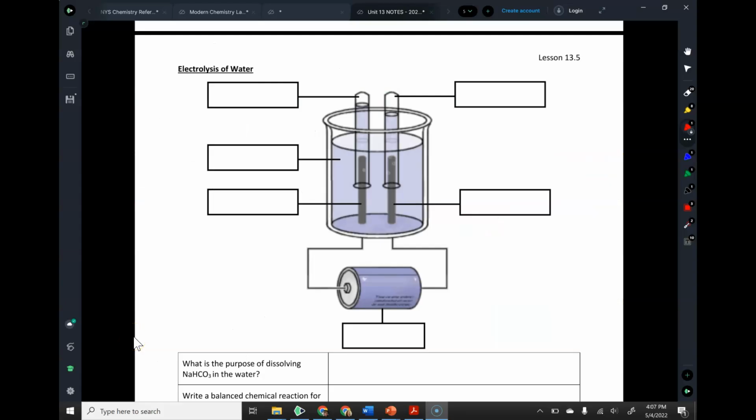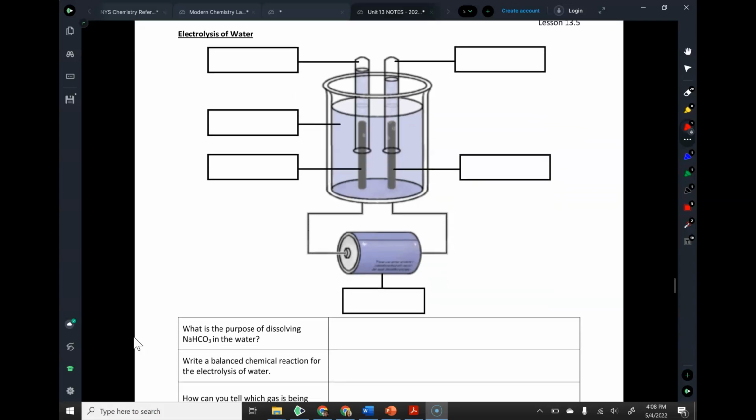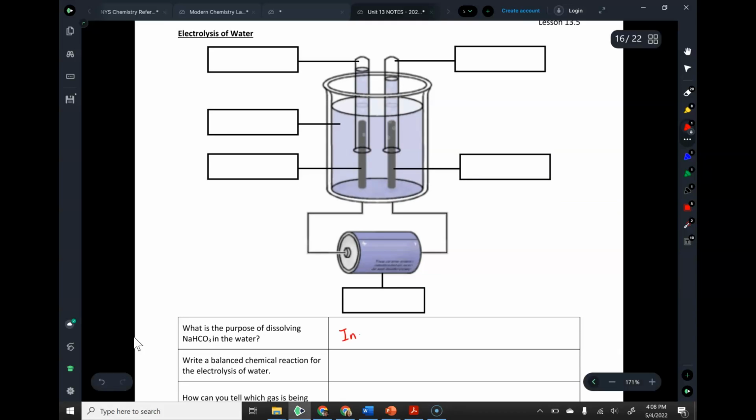So instead of having you watch a video showing the production of hydrogen and oxygen gas, let's just go over this diagram. So first you might be wondering, what is the sodium bicarbonate, the baking soda, doing in the water in the first place if we're just trying to electrolyze the water? We know that water is not a great conductor of electricity. It does self-ionize to a very, very small extent, but it's nothing substantial. So the purpose of the sodium bicarbonate is to increase the conductivity of water.